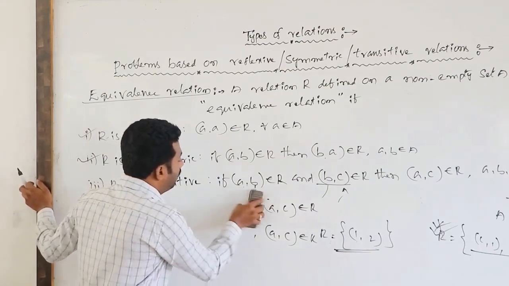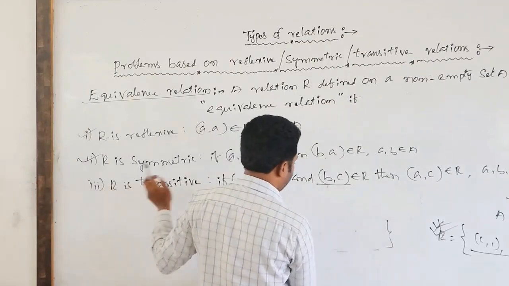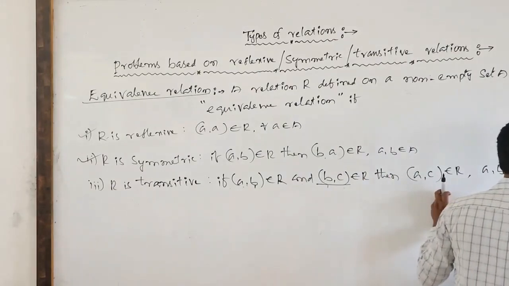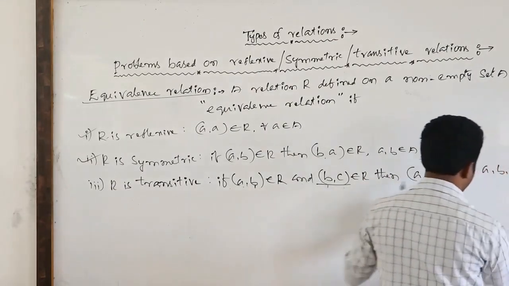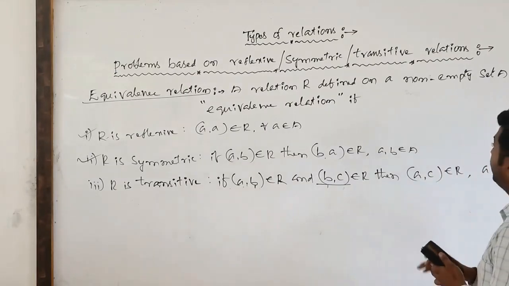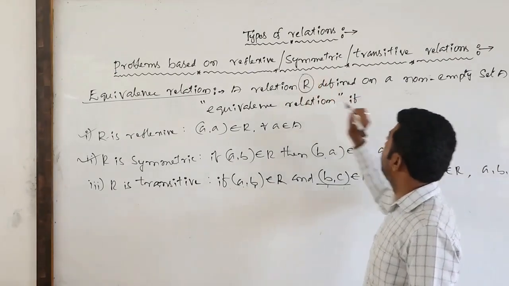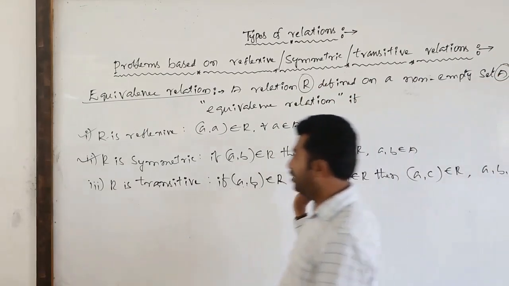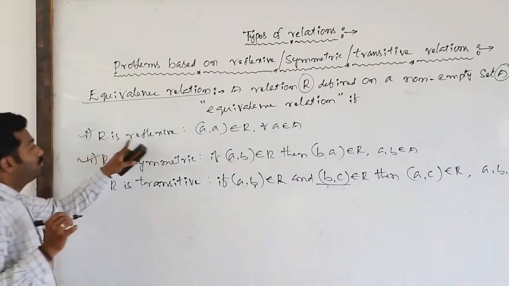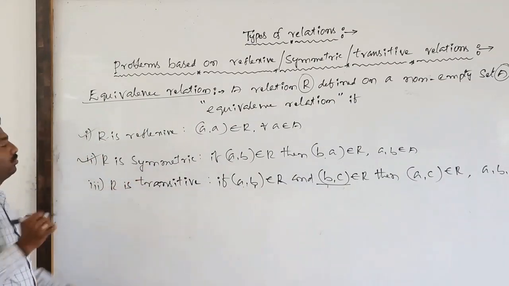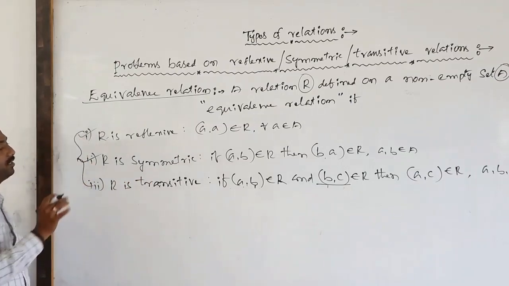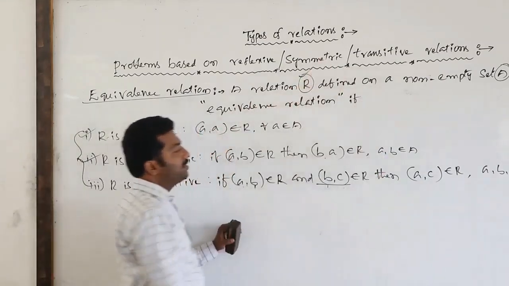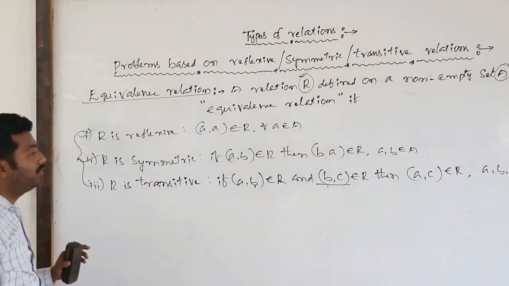Next, another type, equivalence relation. See the definition. A relation capital R defined on a non-empty set capital A is said to be an equivalence relation. R must be reflexive, symmetric and transitive. Means all these three conditions, three relations satisfying, then only capital R is an equivalence relation.